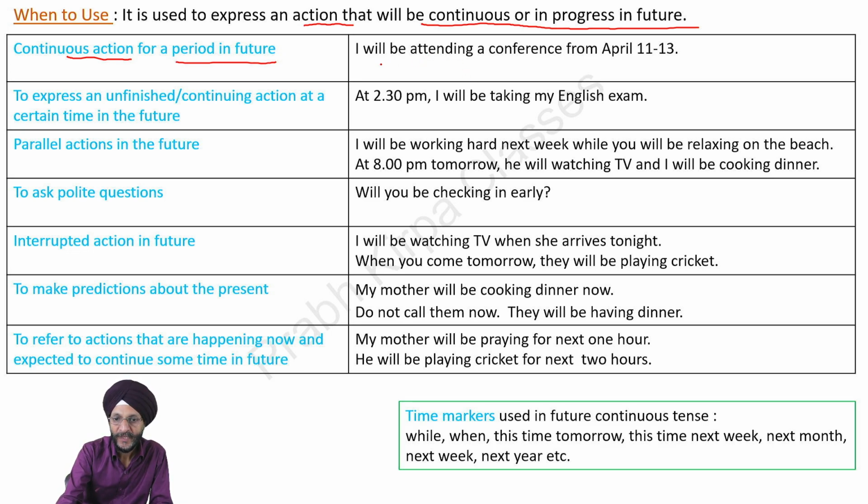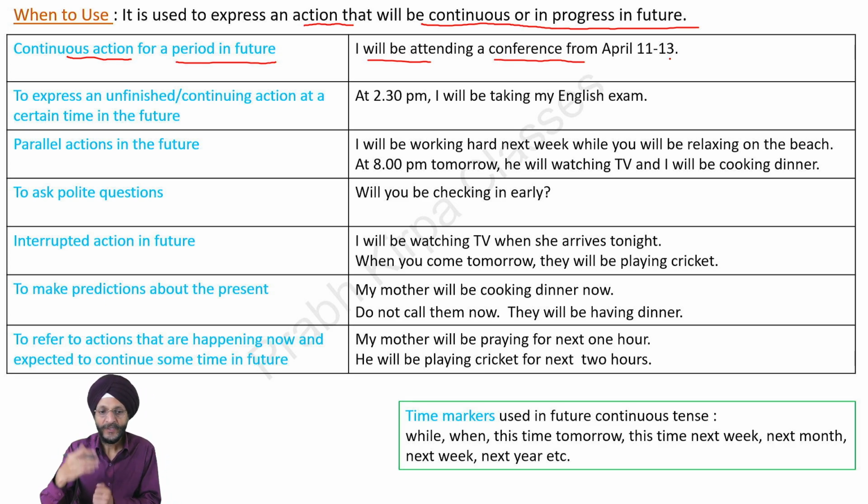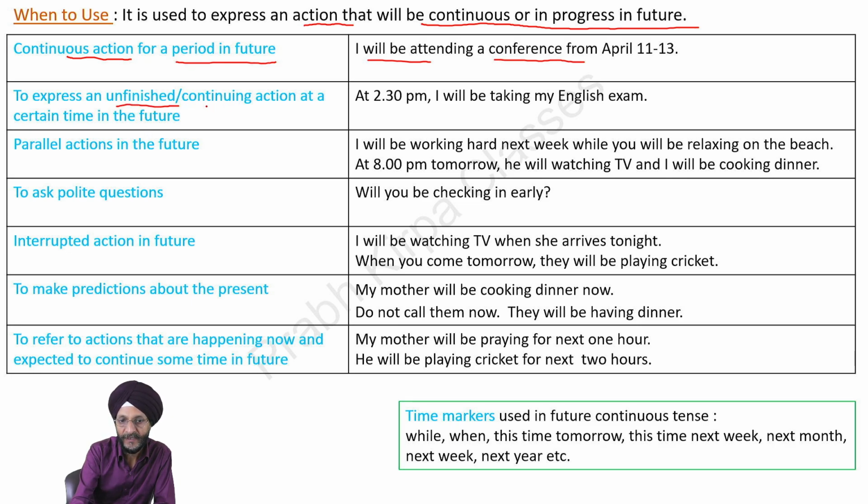For example, I will be attending a conference from April 11 to April 13. That is, this action will be in continuous form for a period in future. Sometimes we may use this tense to express an unfinished or continuing action at a certain time in future. For example, at 2:30 p.m. I will be taking my English exam.